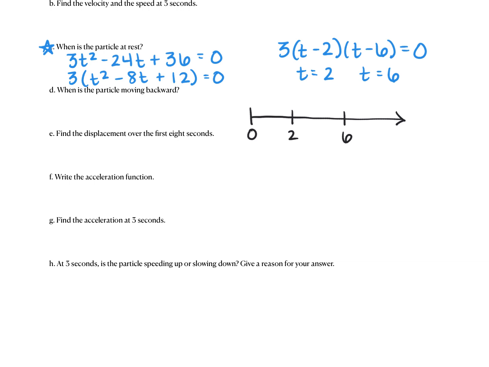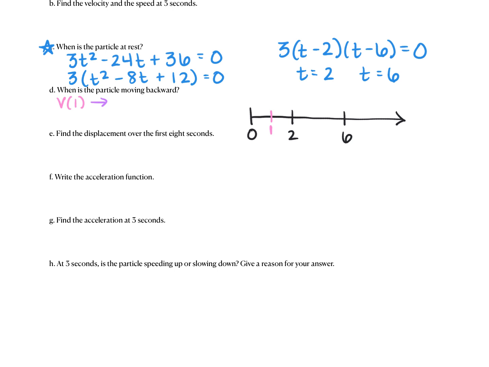So I'm going to pick a number between 0 and 2. I'm going to pick 1. And again, what I'm trying to think of is, what is my velocity at 1? Now, you might be comfortable just plugging 1 straight into your velocity function and finding a value, or at least finding out whether it's positive or negative. But I really like using this method where we just talk about multiplying and getting positives or negatives, right?